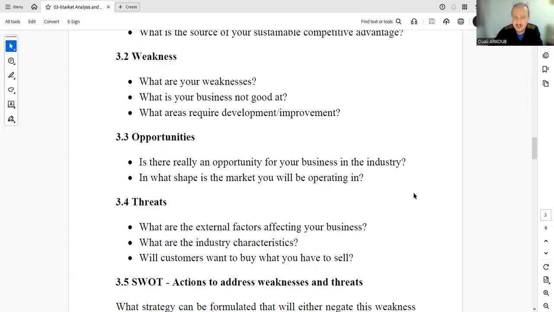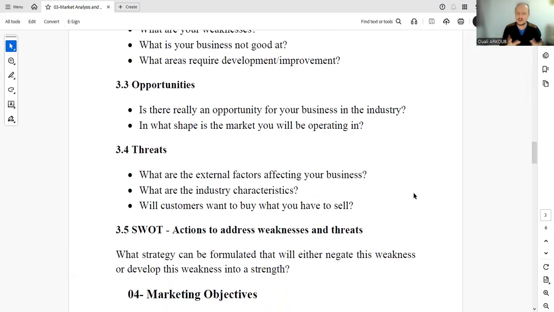This is threat analysis. Overall, in SWOT, you must take actions to address weaknesses and threats. What strategy can be formulated that will either negate this weakness or develop it into strength? This is very important to determine the pertinent marketing strategy, because we are in marketing here, in the heart of marketing.